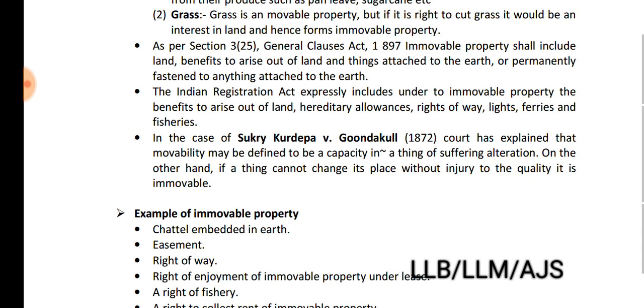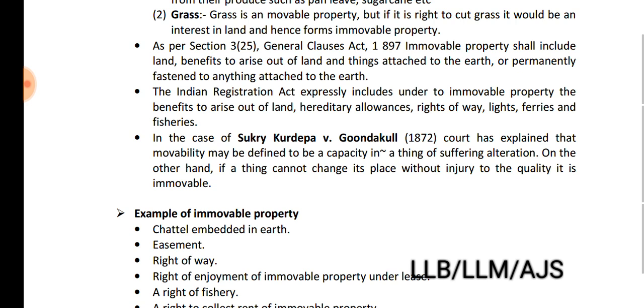Benefits to arise out of land: it includes not only land but also benefits that may arise out of that land, and things attached to the earth or permanently fastened to anything attached to the earth. The word permanent is used here, not temporary. The Indian Registration Act 1908 expressly includes under immovable property the benefits to arise out of land, hereditary benefits. Land is also included here, but benefits to arise out of land and hereditary allowances are also included.